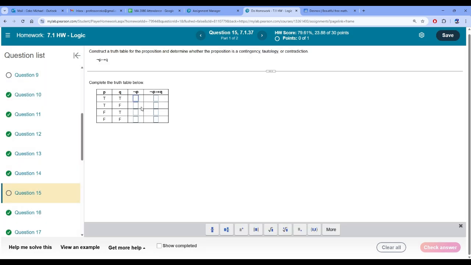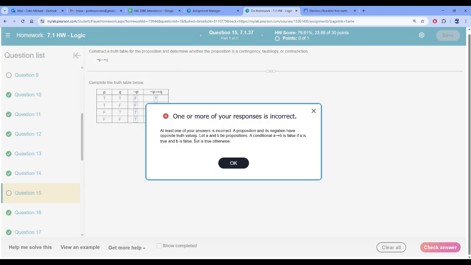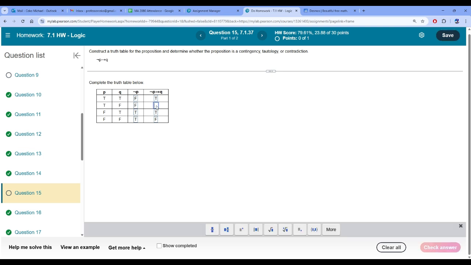So let's see. Not Q would be false. Oh, that's P. Not P is false, false, true, true. And then not P implies Q. So false implies true would be true. False implies false would be false. True implies true would be true. And true implies false. So this one true.